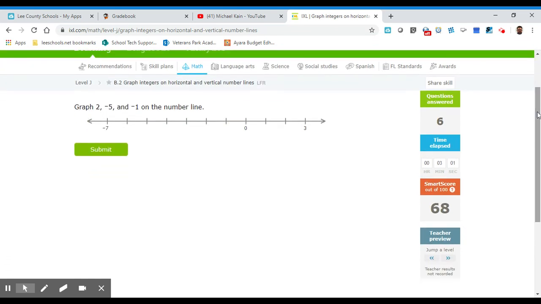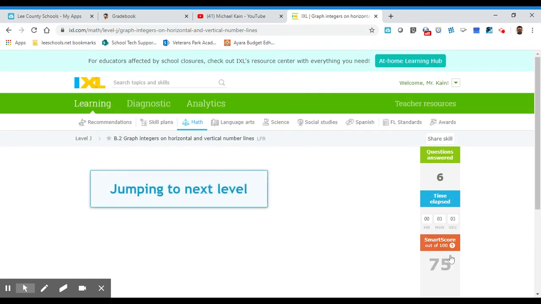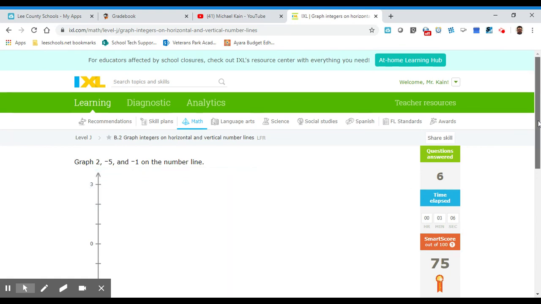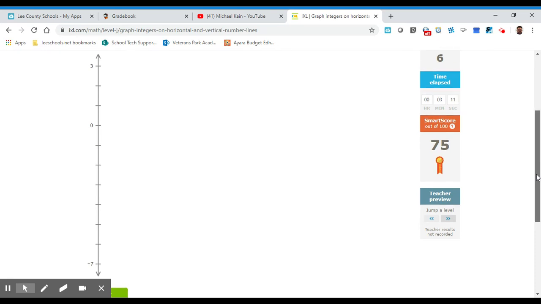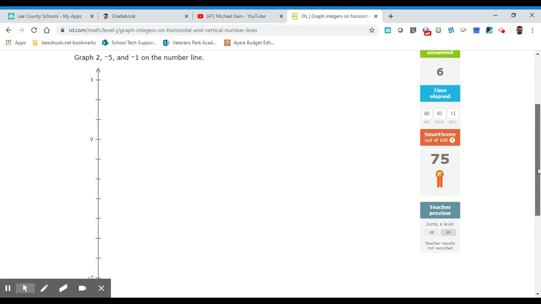Okay, let's do a skip and a hop up to our next level, 75. Here we go. So we've got to plot 2, -5, and -1. We don't have any of these on the graph, so we have to figure out what we're counting by. This is 0 and this is 3, so this has to be 1, 2, 3. We're counting by ones, right? So 2, we just count up 2. -1 means we start here and go back 1. That's -1. -2, -3, -4, and -5.